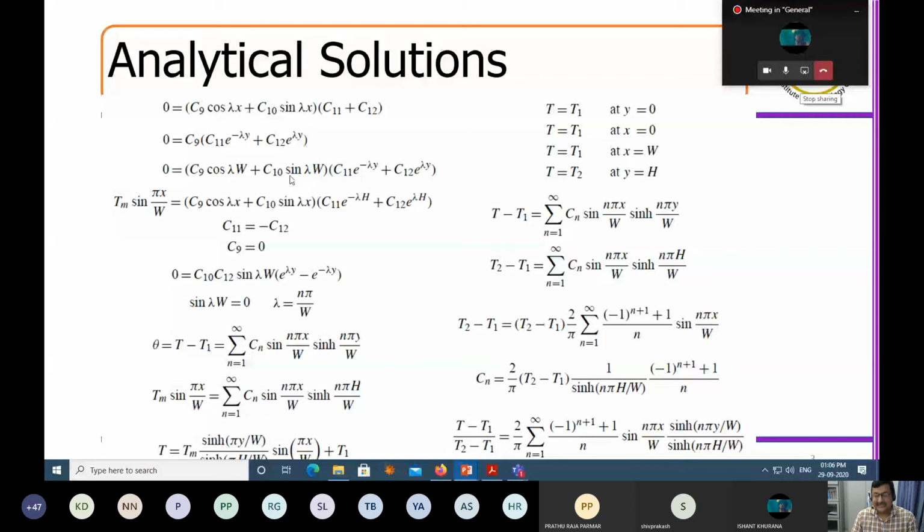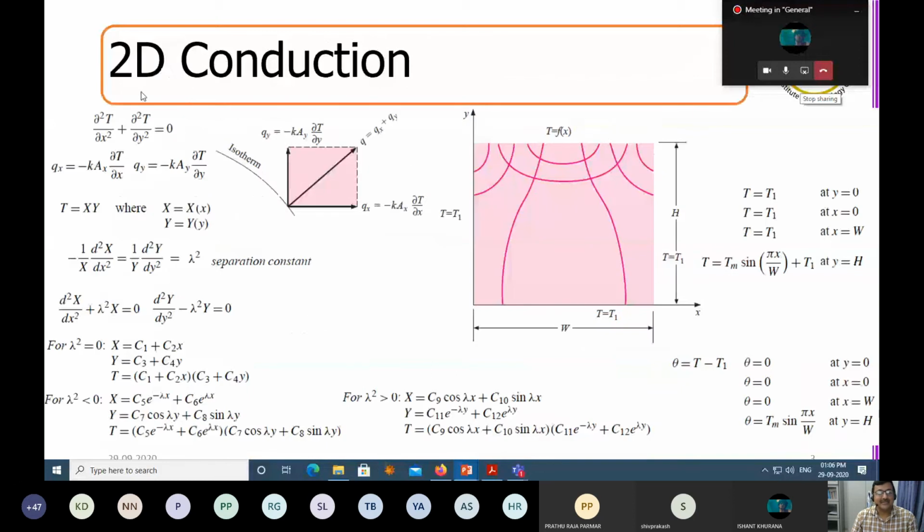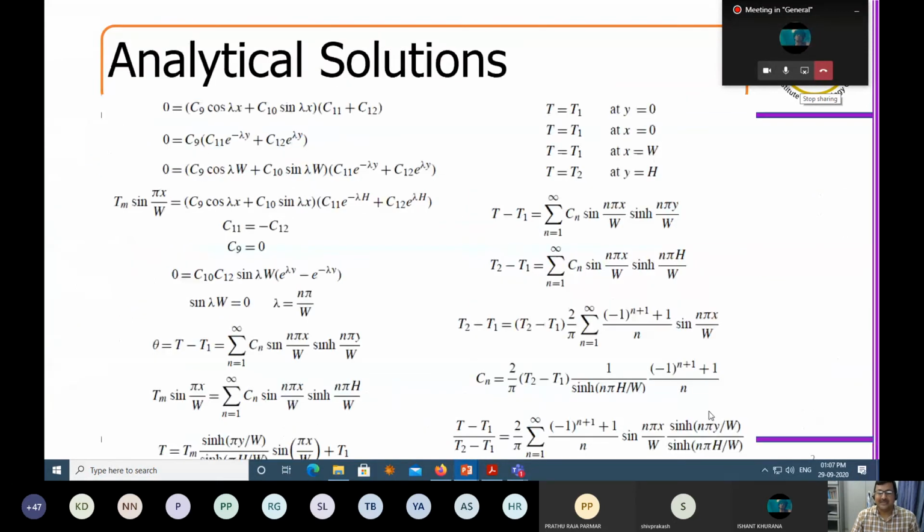So you can straight away see that a two-dimensional, second order partial differential equation is undergoing a separation of variables, converted into two ordinary differential equations. These three possible solutions are given, and if I enforce adequate boundary conditions, I am able to get an analytical solution. This is my temperature profile: how exactly T is varying with respect to X and with respect to Y.